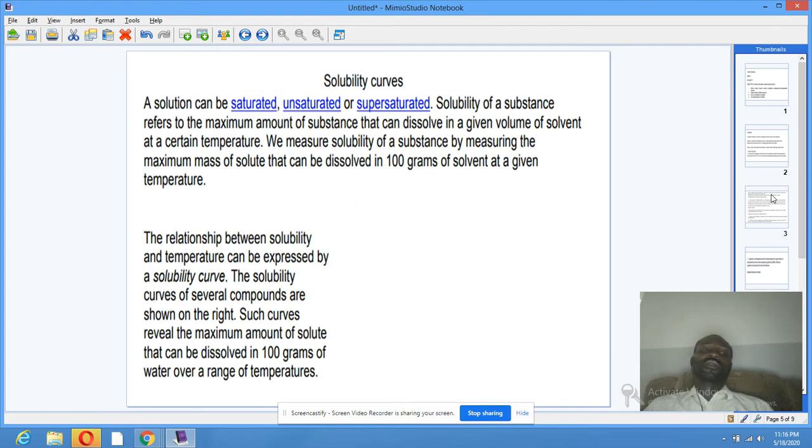Solubility curves. A solution can be saturated, unsaturated, or supersaturated. Solubility of a substance refers to the maximum amount of substance that can dissolve in a given volume of solvent at a certain temperature. We measure solubility of a substance by measuring the maximum mass of solute that can be dissolved in 100 grams of solvent at a given temperature. The relation between solubility and temperature can be expressed by a solubility curve. The solubility curves of several compounds are shown on the right. Such curves reveal the maximum amount of solute that can be dissolved in 100 grams of water over a range of temperature.